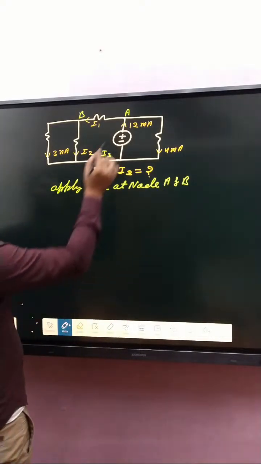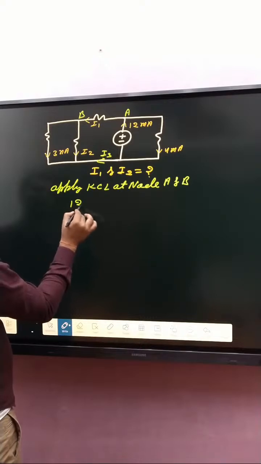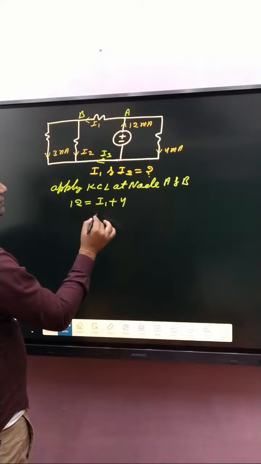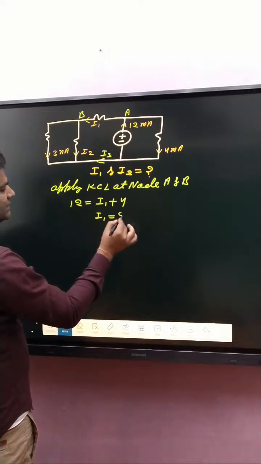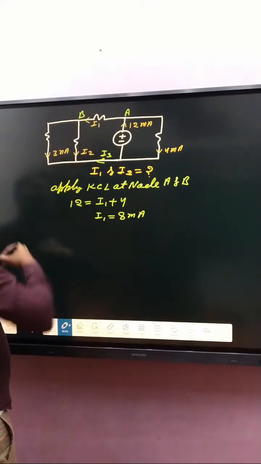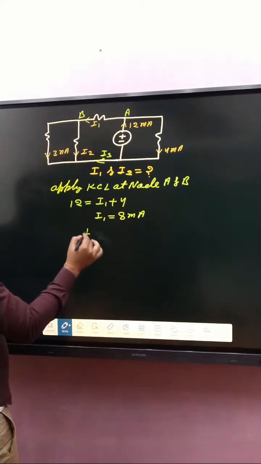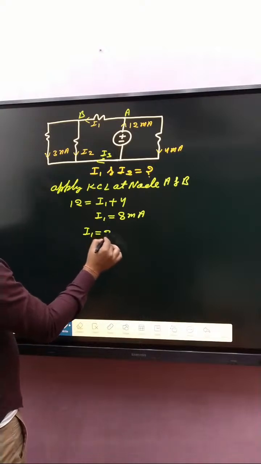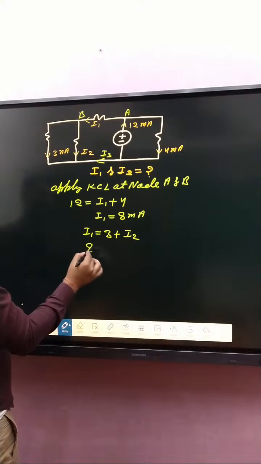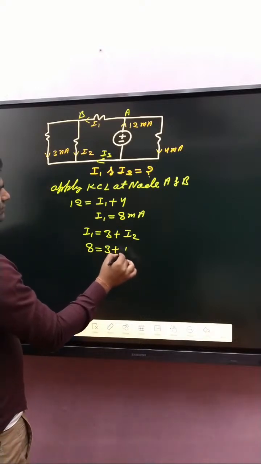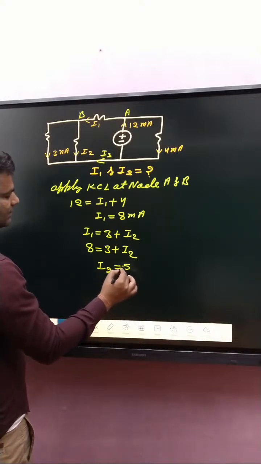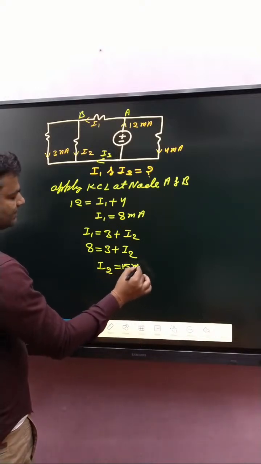Incoming current at that node is 12, outgoing current is I1 plus 4. So what about I1? I1 is 8 milliampere. Apply KCL at the next node. Incoming current I1, outgoing current 3 plus I2. I1 is 8 and that one is 3, so I2 is how much? Plus 5 milliampere.